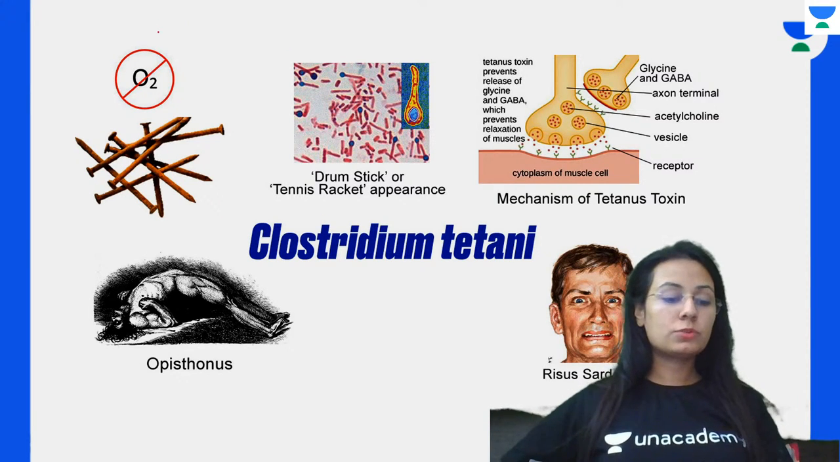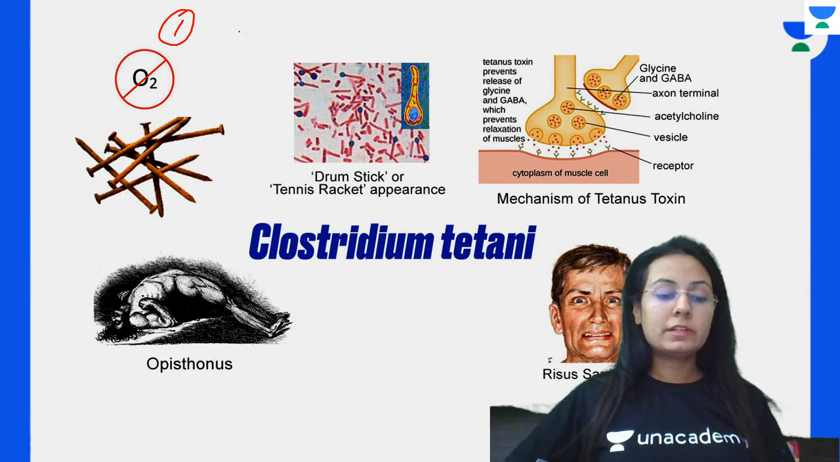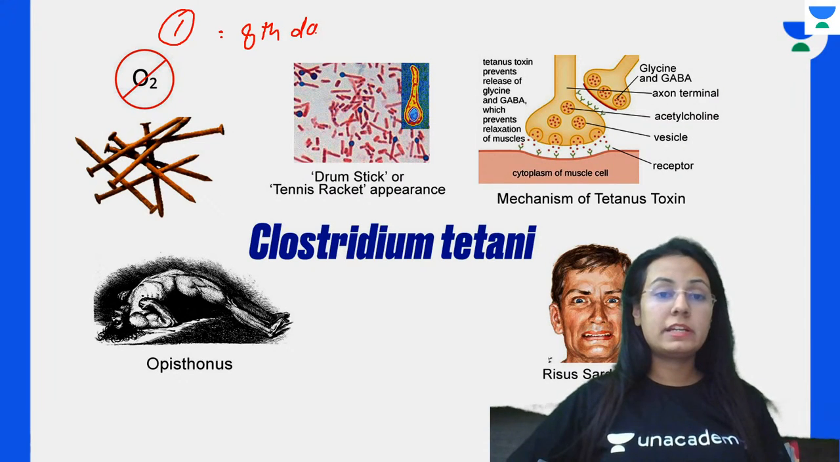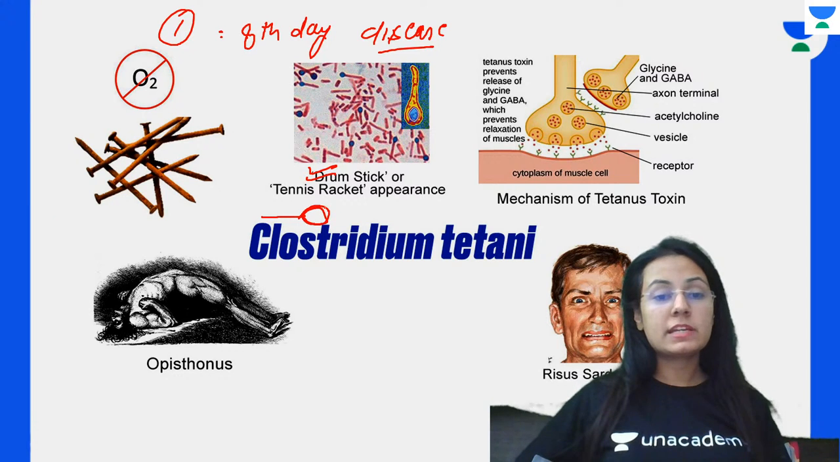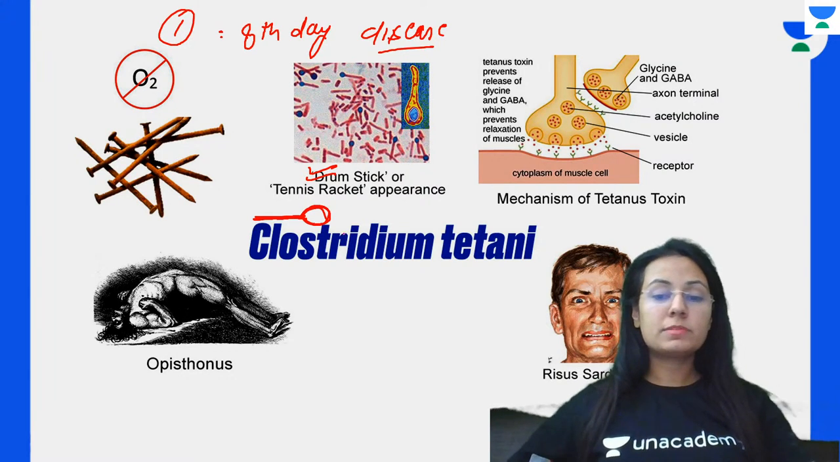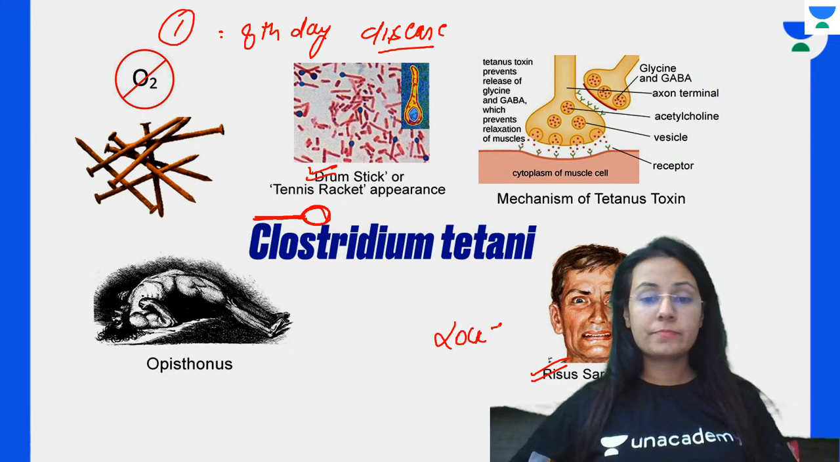Now next is Clostridium tetani. We'll talk about Clostridium tetani a little bit. It causes the disease known as the 8-day disease. And they show the drumstick appearance, mainly due to the central and terminal spores. The first symptom the patient presents with is risus sardonicus, or the lockjaw. That is, the patient is having what? A smiling face.